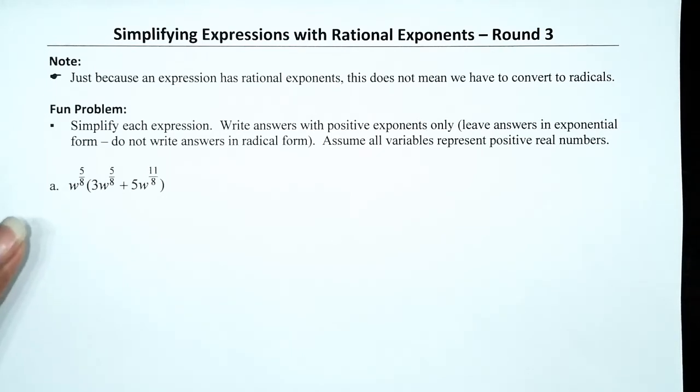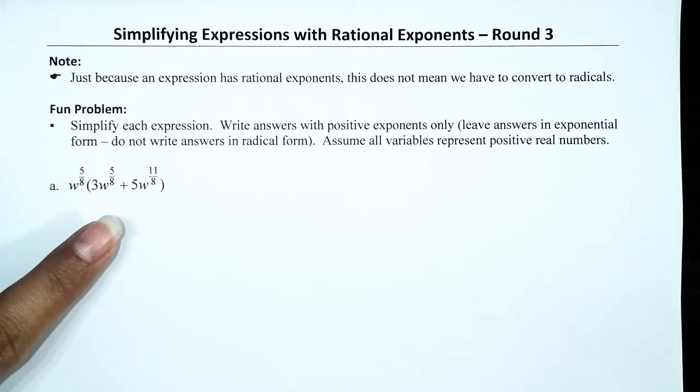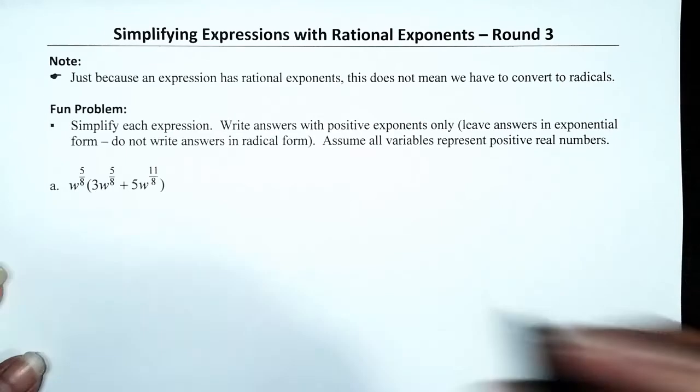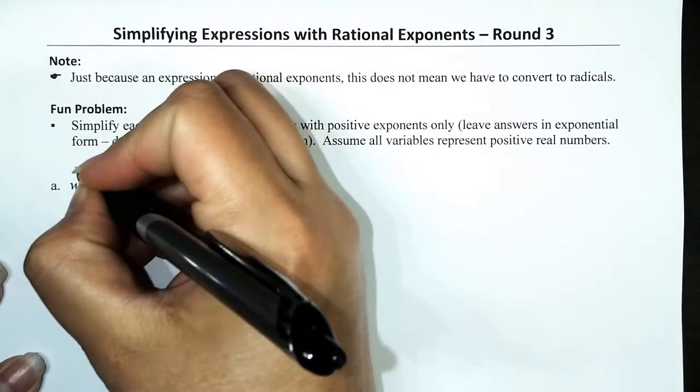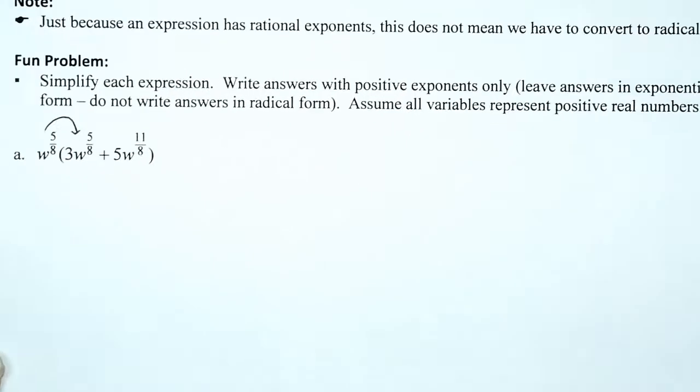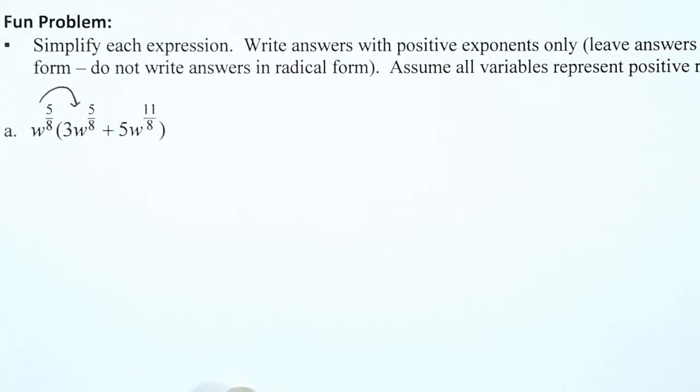So for problem A, we have w raised to the 5/8 and we got to multiply it to this addition problem, or we got to distribute. So let's go ahead and do this. So we have this w multiplied by the first term. So let me go ahead, zoom in. So then I'm like, whoa, what's the product of the w's?